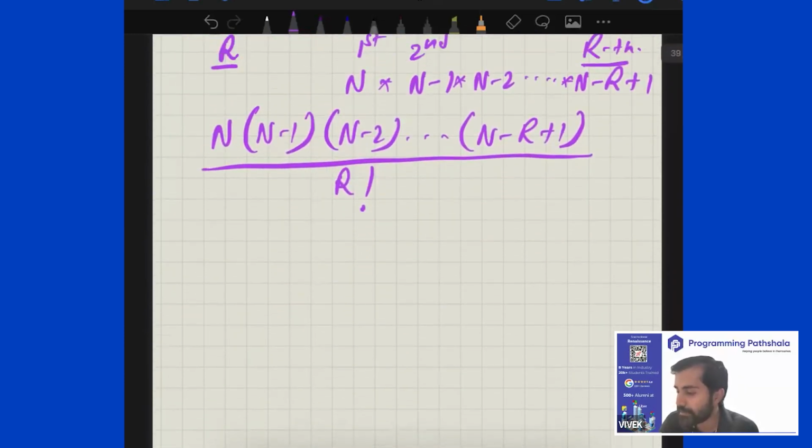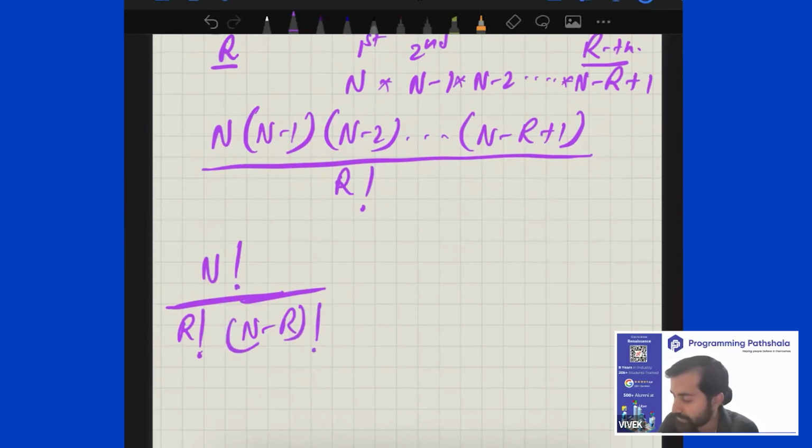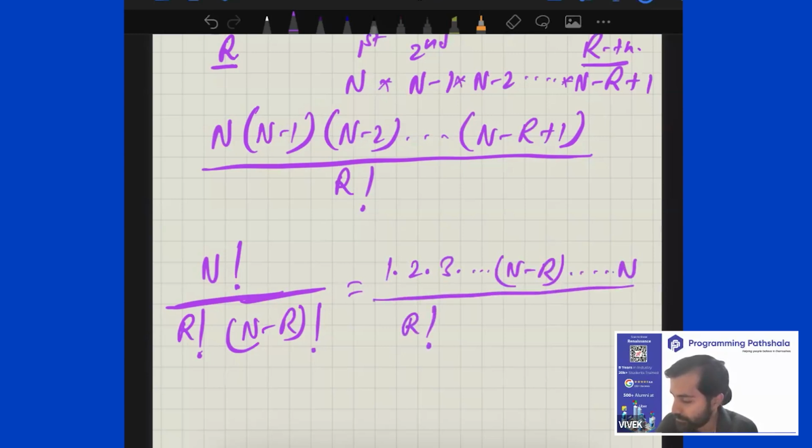Now this thing can be written in a different style, which is n factorial by r factorial into n minus r factorial. You can definitely write it like this. Why? Just use your common sense, you will be able to understand. See, n factorial can always be written as 1 into 2 into 3, so on till n minus r, so on till n. I just have expanded this thing. And this is r factorial, and this is n minus r factorial.